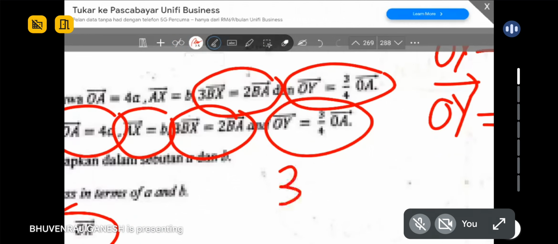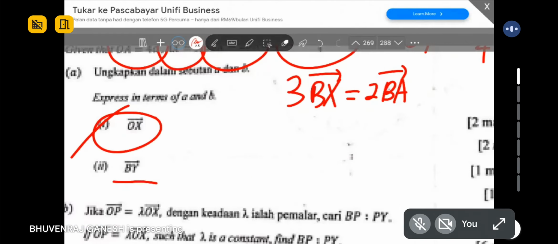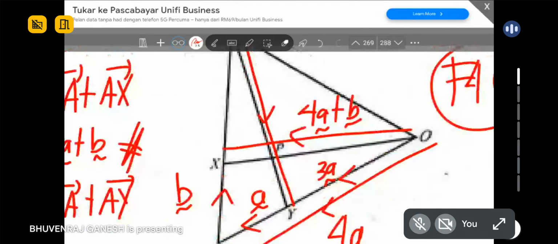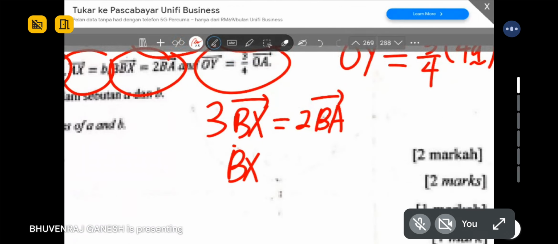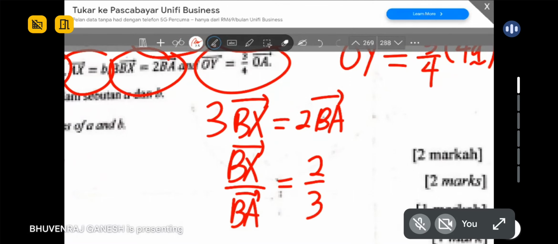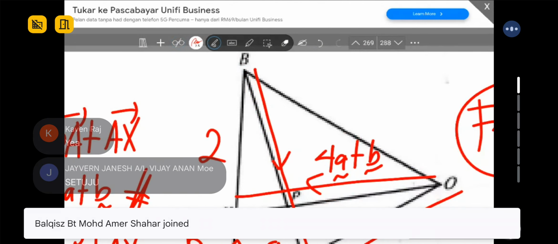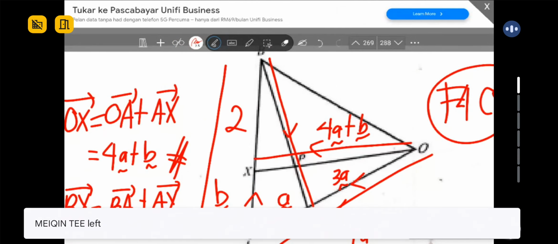But how to find BA? Very simple. Just use the ratio, guys. Use the ratio that the question gave: BX is 2, BA is 3. So BX, what is the value? Where is X? You need to use the ratio concept. BX over BA is equal to 2 over 3. Agree? So BX is 2 parts, BA is 3 parts. Total here of BA is 3 parts.